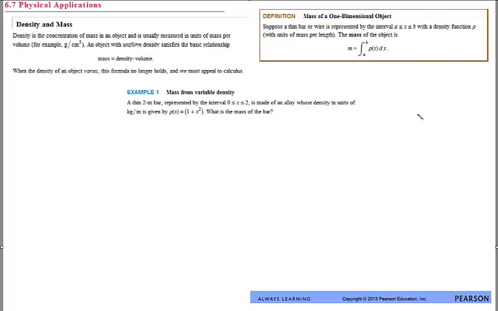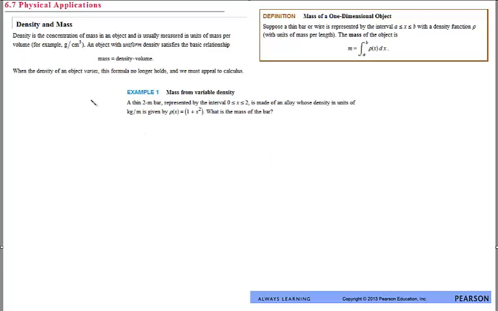Welcome. Today we're formally discussing word problems. We are going to define density and mass and work and forces. And first up, we're going to talk about density.